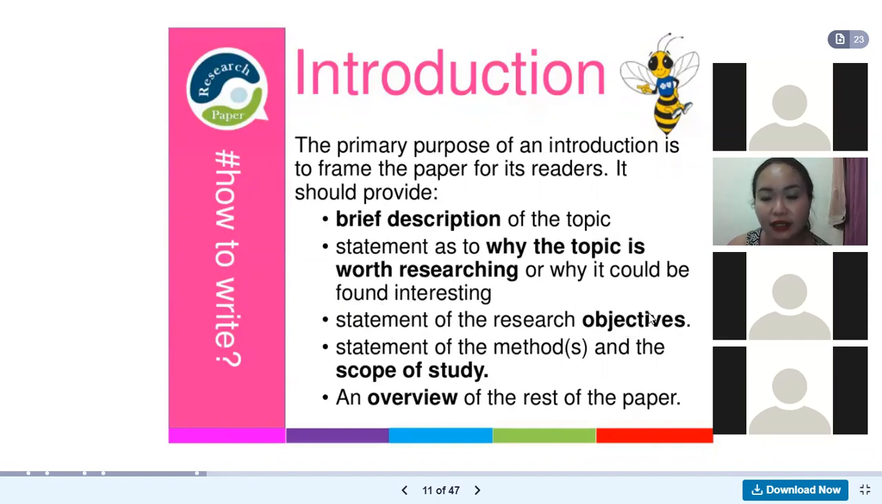You have to state your specific objectives in your introduction. And statement of the methods and the scope of the study. Like a little of, although this is not a methodology as a whole, but you just state a little of the scope of the study and an overview of the rest of the paper.